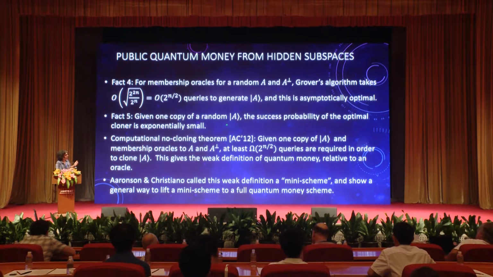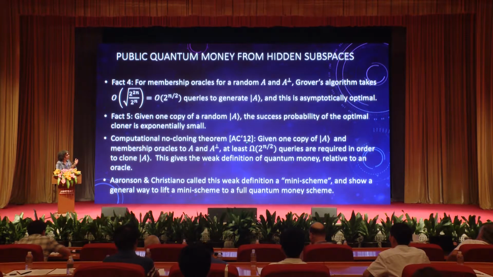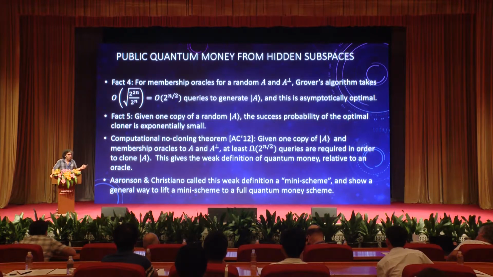Another property is that if you're given one copy of A, then the success probability of the optimal cloner is also exponentially small. But more importantly, we have two kinds of resources here. Here we have these oracles, and we can argue using query complexity. And here we have a state, and we can use no-cloning arguments. Aaronson and Christiano call this the computational no-cloning theorem, which combines these two resources. You're given both one copy of A and membership oracles to the subspace, and they prove that you need at least exponentially many queries to clone this state. And if you remember, in the second attempt at our security definition, we said that given one copy, you cannot create two copies. So this is precisely what they show here.